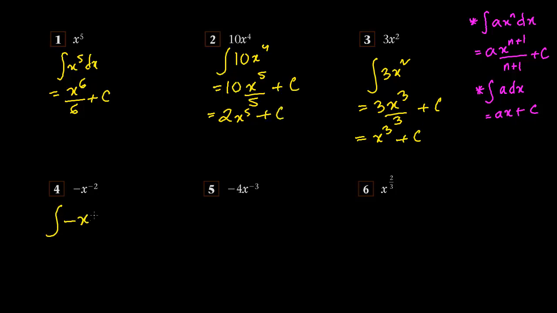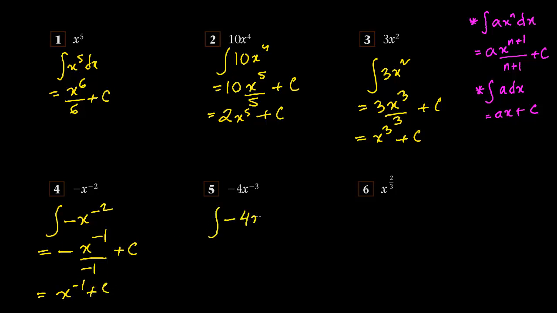Integration of minus x to the power minus 2. The minus that we have with this is actually minus 1, so it goes outside the integral, and this becomes minus 2 plus 1 is minus 1, divided by minus 1. And remember the constant of indefinite integrals. So this minus and minus 1 cancel. So x to the power minus 1 plus c.